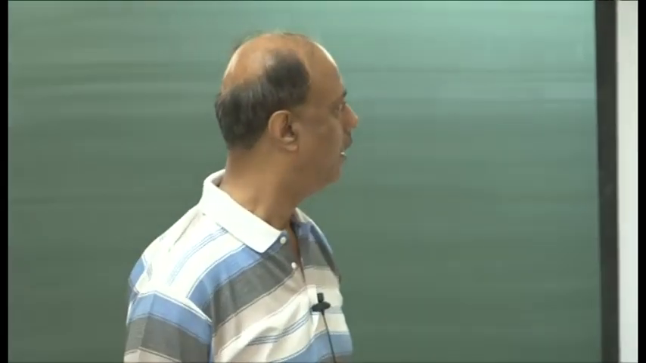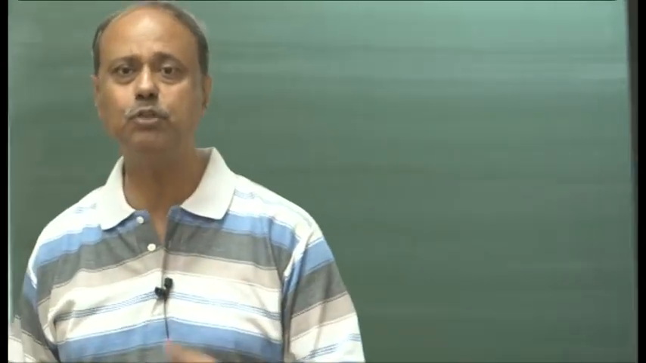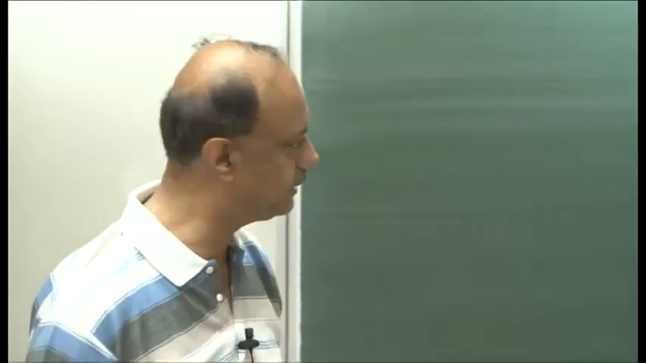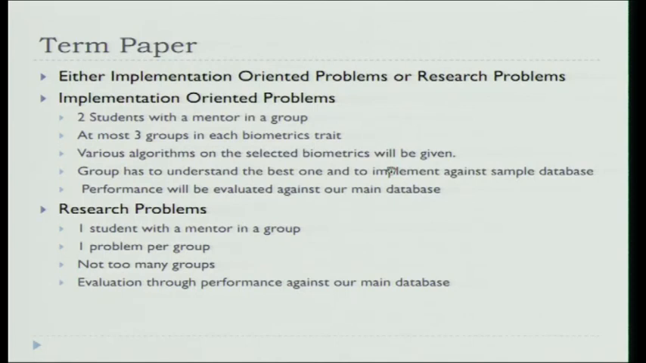and the group has to understand which one is the best. You have to tell why it is best, and then you have to implement it on a sample database. The database will also be given to you, otherwise you also can create the database if it is a new biometric trait, and you have to finally evaluate your system against the main database, whatever database we have. The sample database is small, because the database cannot be shareable. So, we will give you a small set of 10, 15, 20 for your purpose.